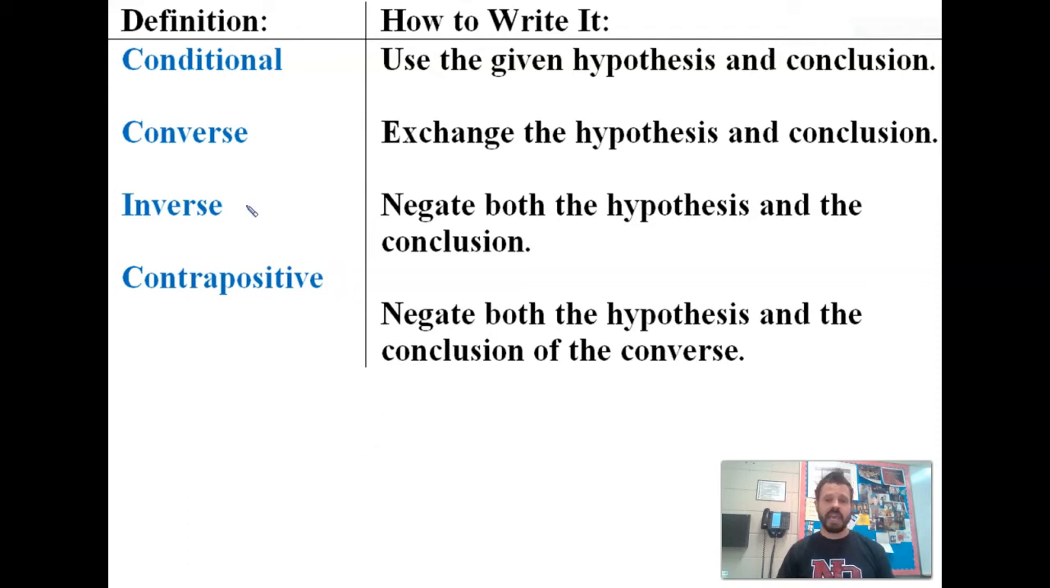The inverse is going to negate both the hypothesis and conclusion. Negate means basically adding "not" to the hypothesis and conclusion. So in the case of if you did your homework, then you can go to the movies, negating that would be if you do not do your homework, then you cannot go to the movies. Then the last one's the contrapositive, which negates both the hypothesis and conclusion of the converse. In other words, with the contrapositive, we're going to flip it like the converse and negate it like the inverse. So again, in the case of if you do your homework, then you can go to the movies, that would be if you cannot go to the movies, then you did not do your homework.